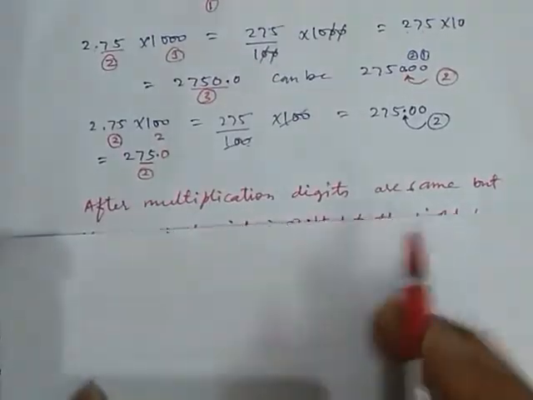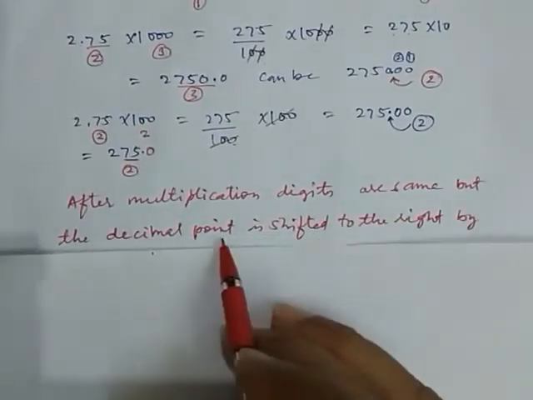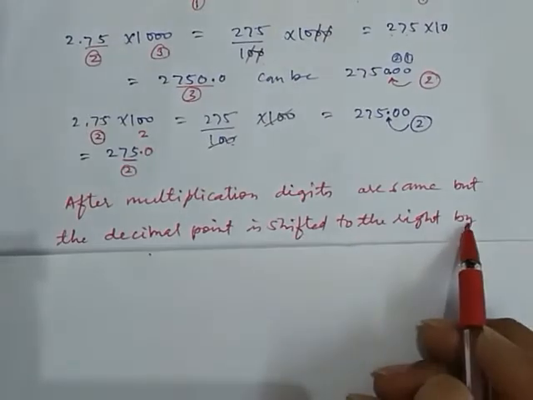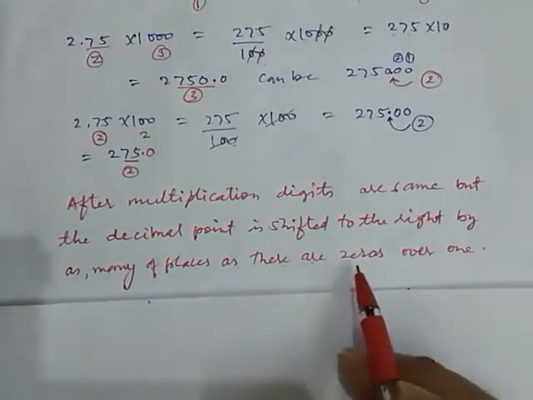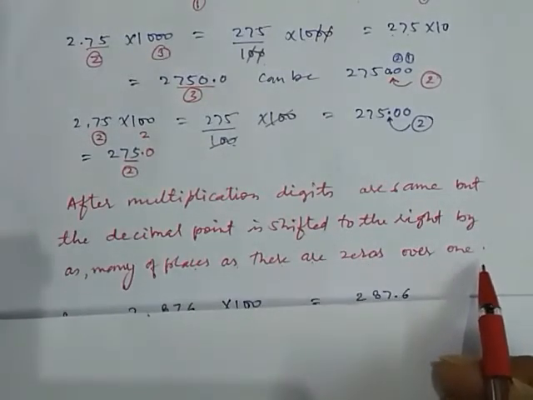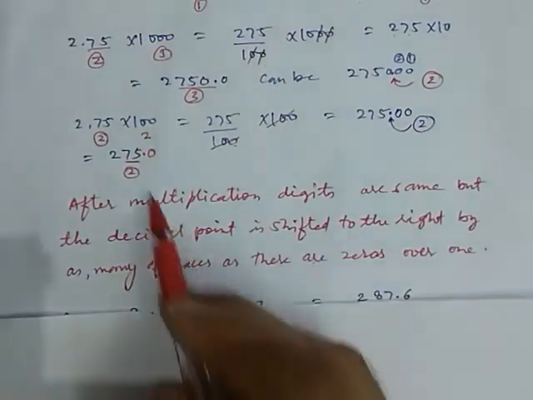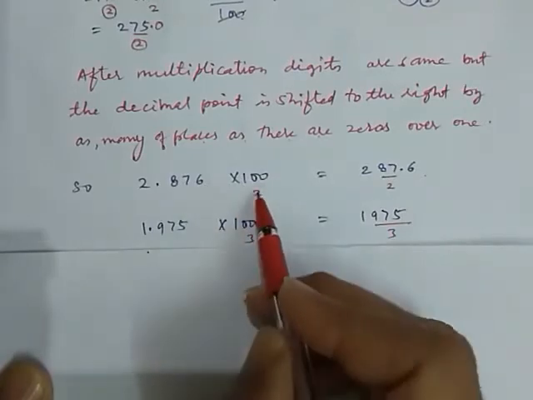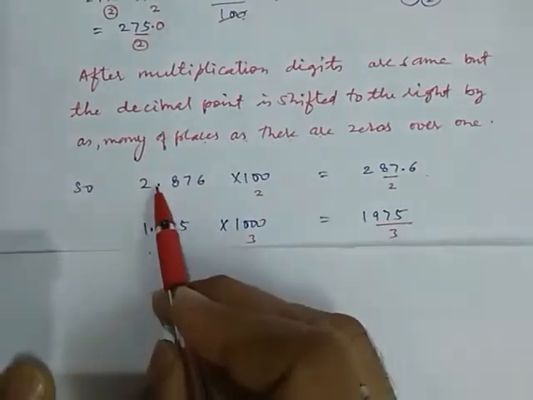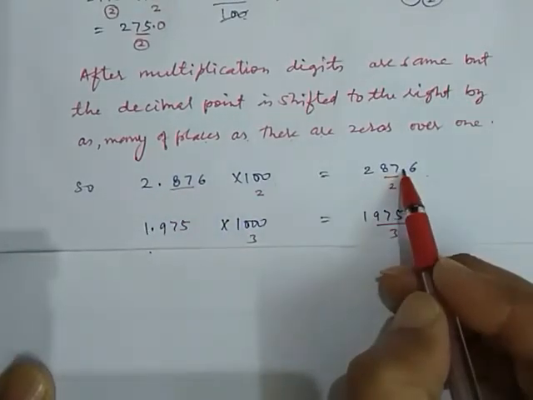So what is the conclusion? After multiplication, digits are the same, but the decimal point is shifted to the right side by as many places as there are zeros over 1. Here zeros over 1 is 2, so we shift it by 2, okay. Now we take more examples. 2.875 into 100. So here there are 2 zeros, so we shift this decimal by 2 places, okay. This is the 2 place, so we put it directly here.